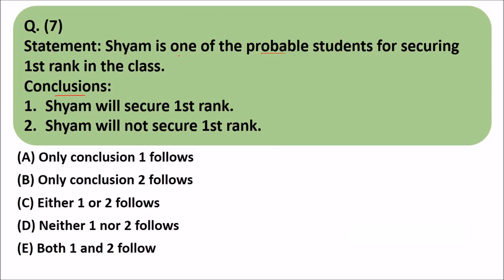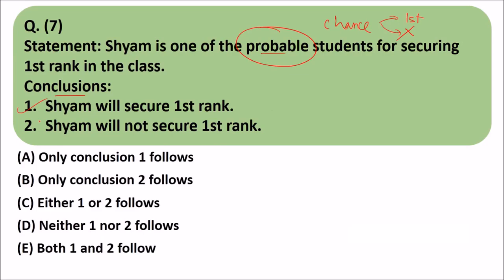But please remember what they have given over here. Shyam is one of the probable students for securing first rank. Probable, that means there is a chance that Shyam might get first rank in the class. There is a chance that Shyam might get first rank and there is a chance that Shyam might not get first rank. So Shyam may get first rank, Shyam may not get first rank. So it can be either one.